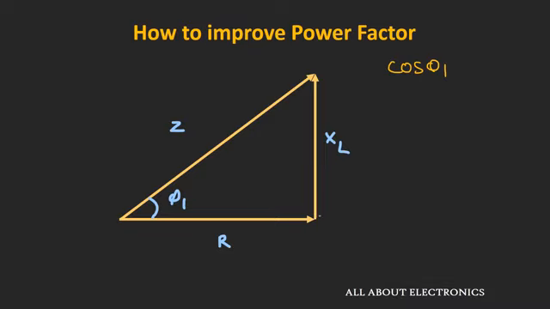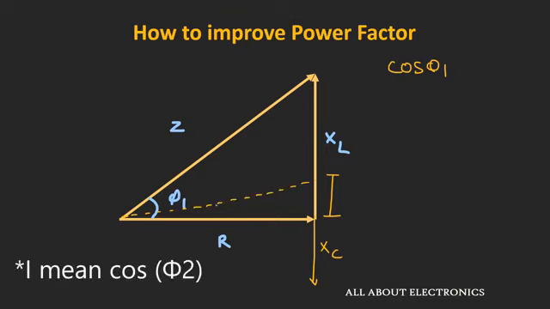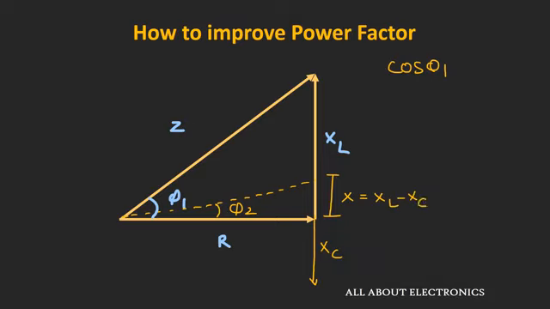Whenever we introduce a capacitor in our circuit, the capacitive reactance can be represented like this. This capacitive reactance will get subtracted from this inductive reactance, and because of that the effective reactance will be reduced, and so the power factor will be improved. So let us say we have introduced this capacitor in our circuit, and because of that our new power factor angle is phi 2 and the new reactance is X, where X is nothing but XL minus XC.